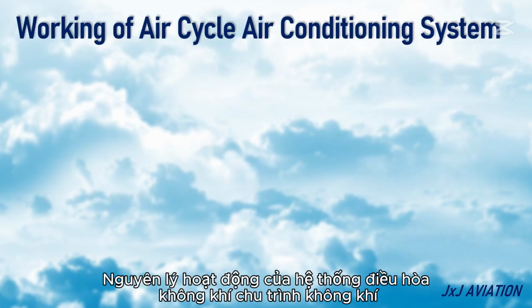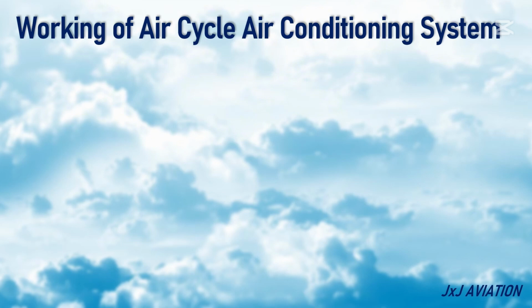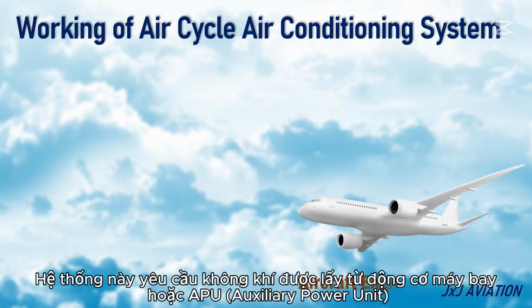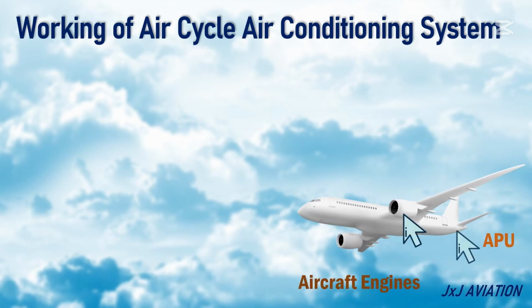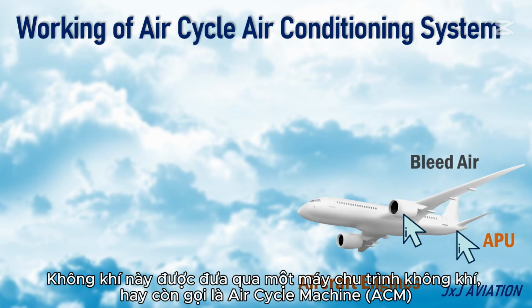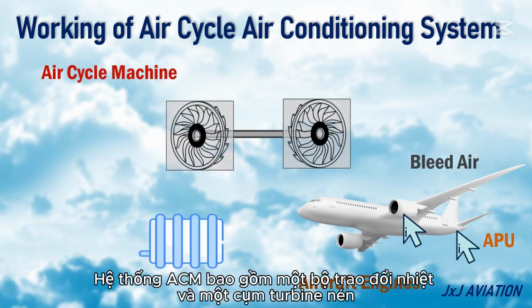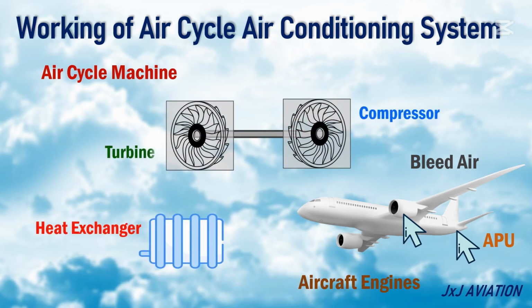Working of air cycle air conditioning system. This system requires air, which is taken from the aircraft engines or the APU. This is called bleed air. This air is sent through an air cycle machine or ACM. The ACM consists of a heat exchanger and a compressor turbine unit.